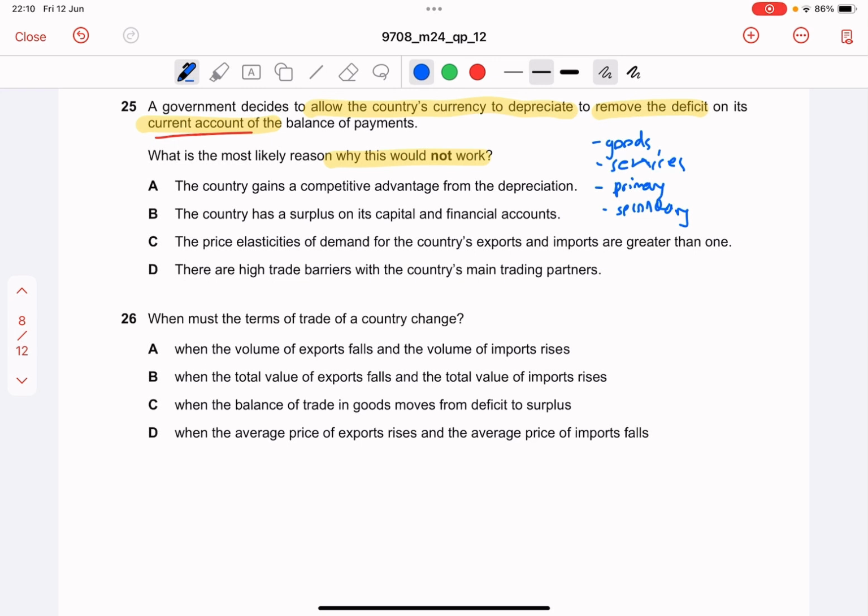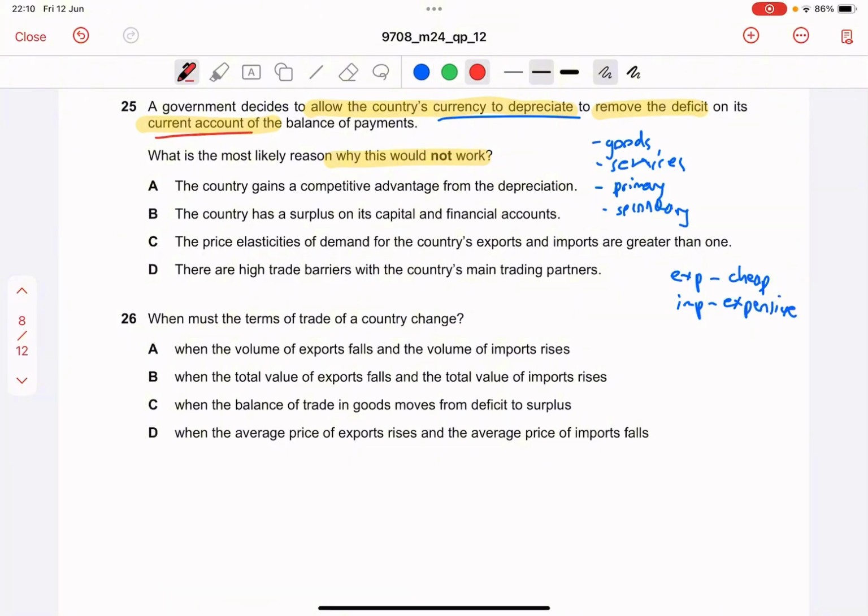Now, if a country's currency depreciates, then that means that the value of the currency falls. So if the value of the currency falls, what you need to know is that the price of exports become cheaper and the price of imports become more expensive. Now let's look at the options.